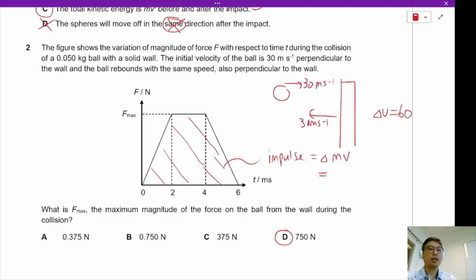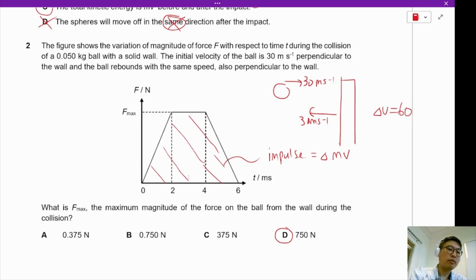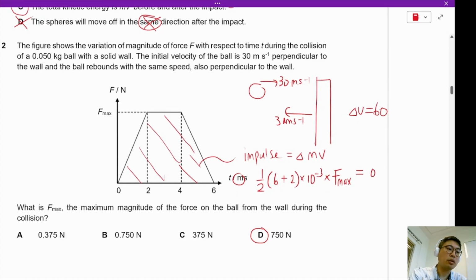So let's find the impulse. All right, the impulse is given by the area of a trapezium. So that would be half (6 plus 2) multiplied by 10 to the power of minus 3, because of milliseconds, multiplied by the height, which is F max, and it will be equal to the change in the momentum of the ball, which is 0.05 multiplied by 60. So solving this using a calculator, we get F max is equal to 750.